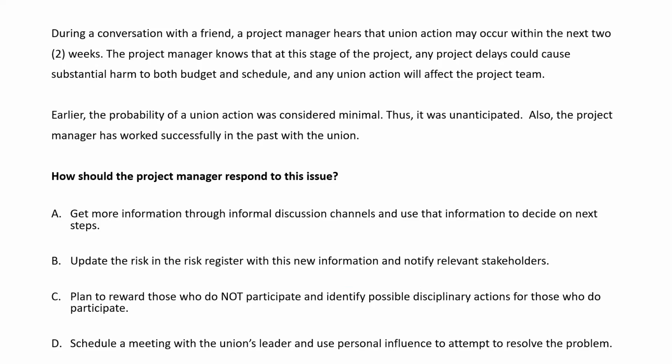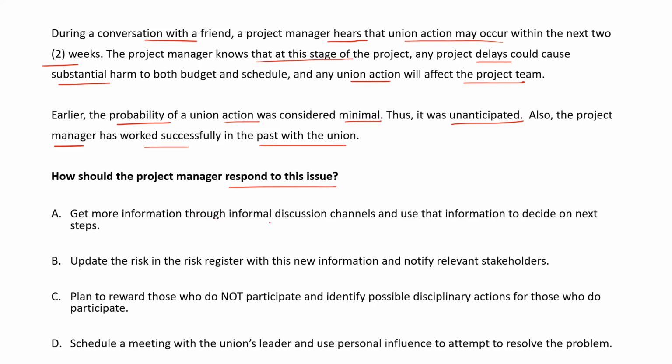What is the question about? Let's read it. During a conversation with a friend, a PM hears that union action may occur within the next 2 weeks. The PM knows that at this stage, any delay could cause harm, and any union action will affect the team. Earlier, the probability of this action was minimum, thus it was unanticipated. Also, the PM has worked successfully in the past with the union. This is a positive thing. How should the project manager respond to this issue?